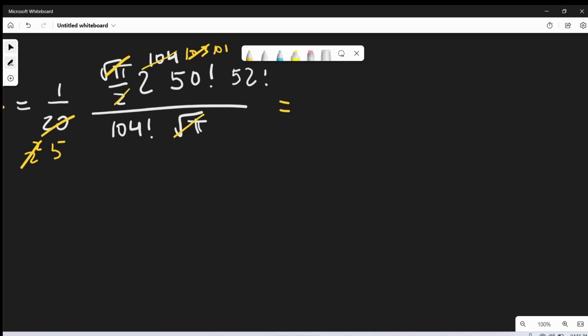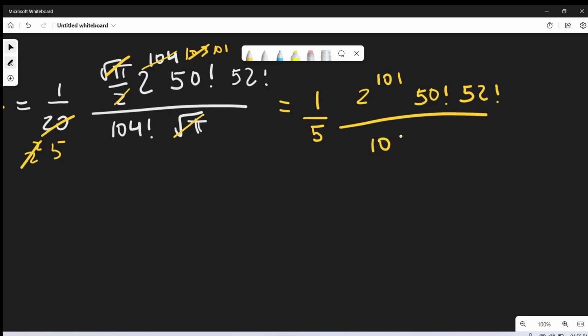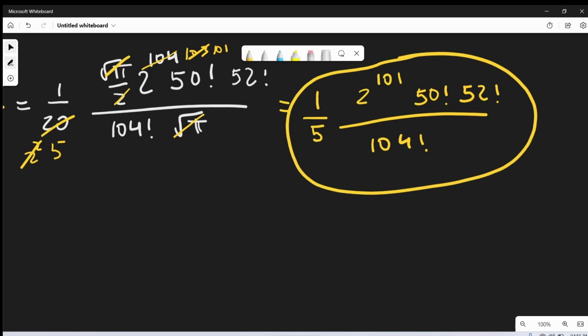What else? I think I might just leave that. So okay, we got our 5 there. So I'll write it as 1/5 times 2 to the 101 times 50 factorial times 52 factorial over 104 factorial. I mean, obviously you could do some more canceling, but at some point it's just going to be a lot of work. So let's just leave it and we'll write our solution that way.